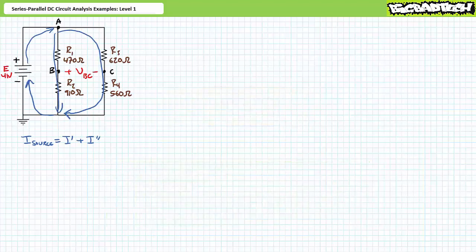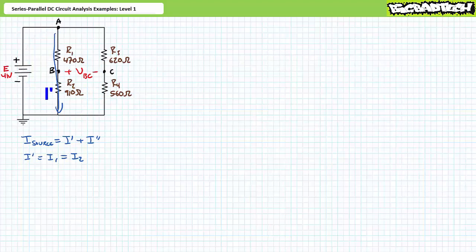A Kirchhoff's current law analysis demonstrates that source current immediately splits into two paths. Let's call the path on the left I single prime and the path on the right I double prime. Source current therefore equals I single prime plus I double prime. If we look at path I single prime, it can be said I1 equals I2. R1 and R2 are undoubtedly in series with one another. If we look at path I double prime, it can be said I double prime equals I3, which equals I4. R3 and R4 are undoubtedly in series with one another.